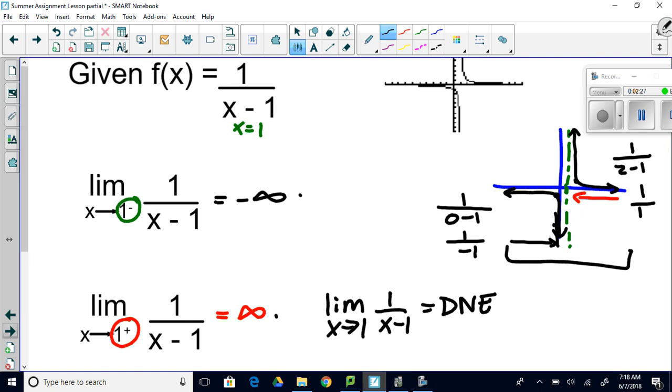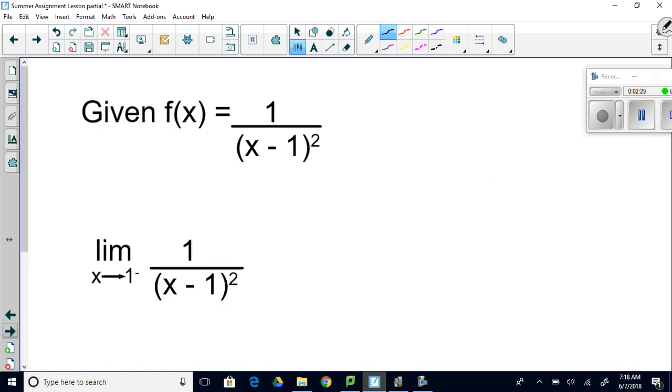So let's look at another example. 1 over x minus 1 squared. So once again, let me show you how to graph this one without the calculator. We know x equals 1 makes the bottom 0. So I'm going to put my vertical asymptote at 1.